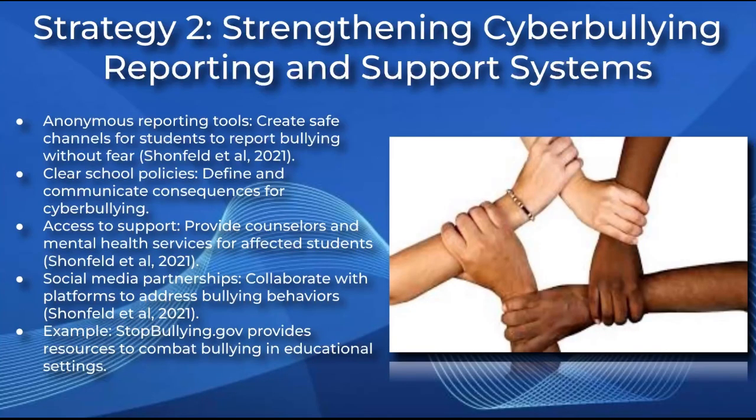Our second strategy to help mitigate and resolve this issue for P through 12 learners is to strengthen the reporting against cyberbullying and develop support systems. This information comes from the same article from Schoenfeld and talks about having anonymous reporting tools, having access to support, and creating social media partnerships. Schools can create safe channels for students to report bullying without fear, communicate clear and well-defined school policies against and consequences for cyberbullying, provide counselors and mental health services for affected students, and collaborate with platforms to address bullying behaviors online. A great example of this comes from the stopbullying.gov website. This site provides resources to combat bullying in educational settings.